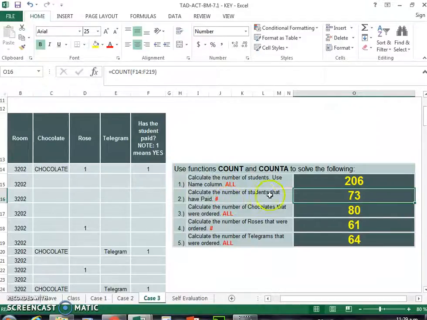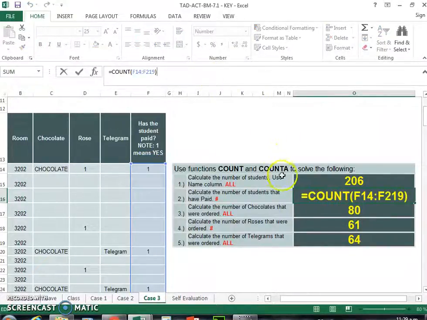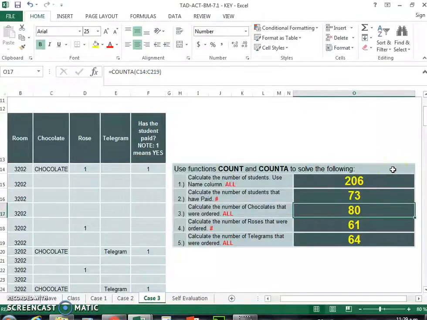Now, count the number of students that have paid. In this case, we only want to consider the ones that have a number 1 inside the cell. Then we need to use only count. The count in this case from F14 to the last cell. And the answer is 73.